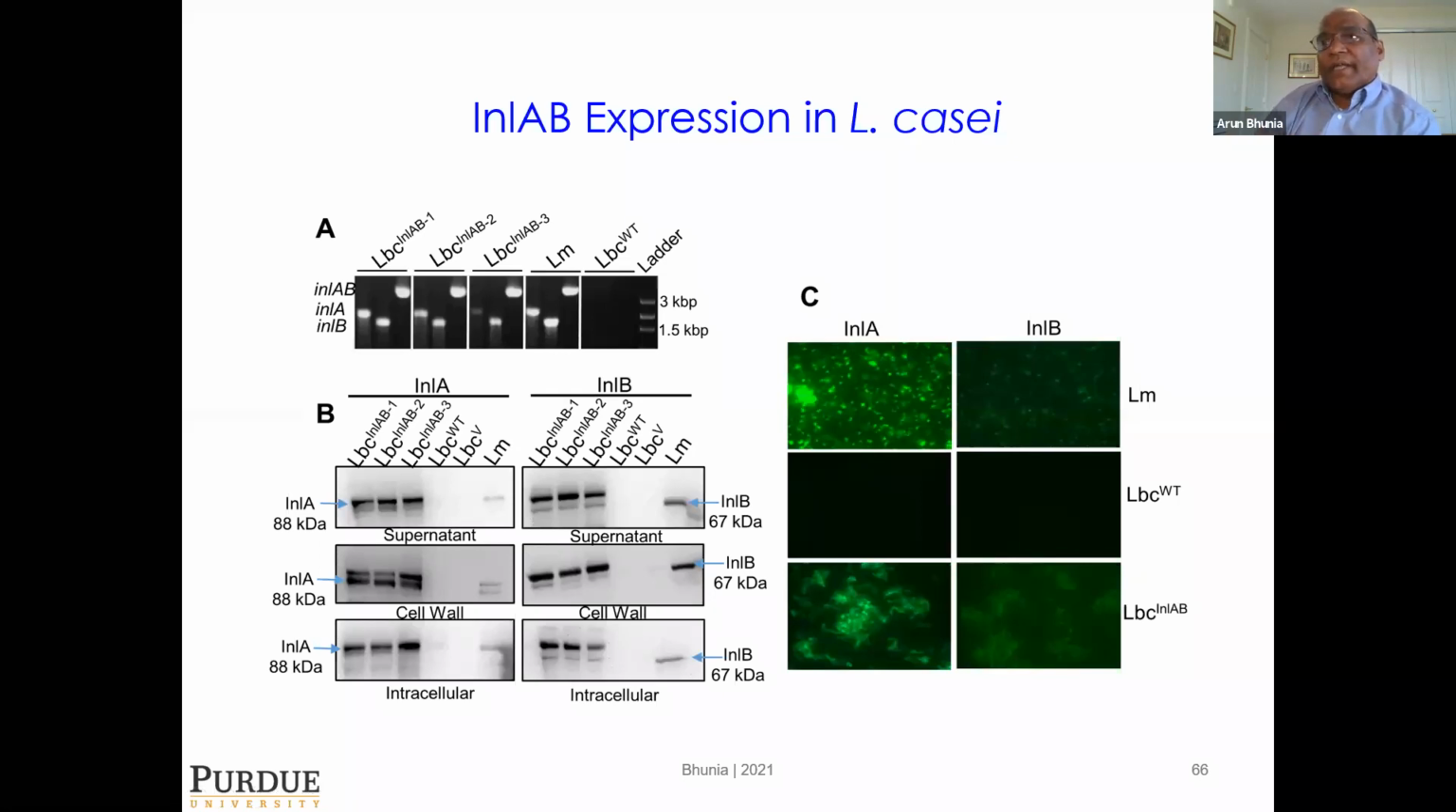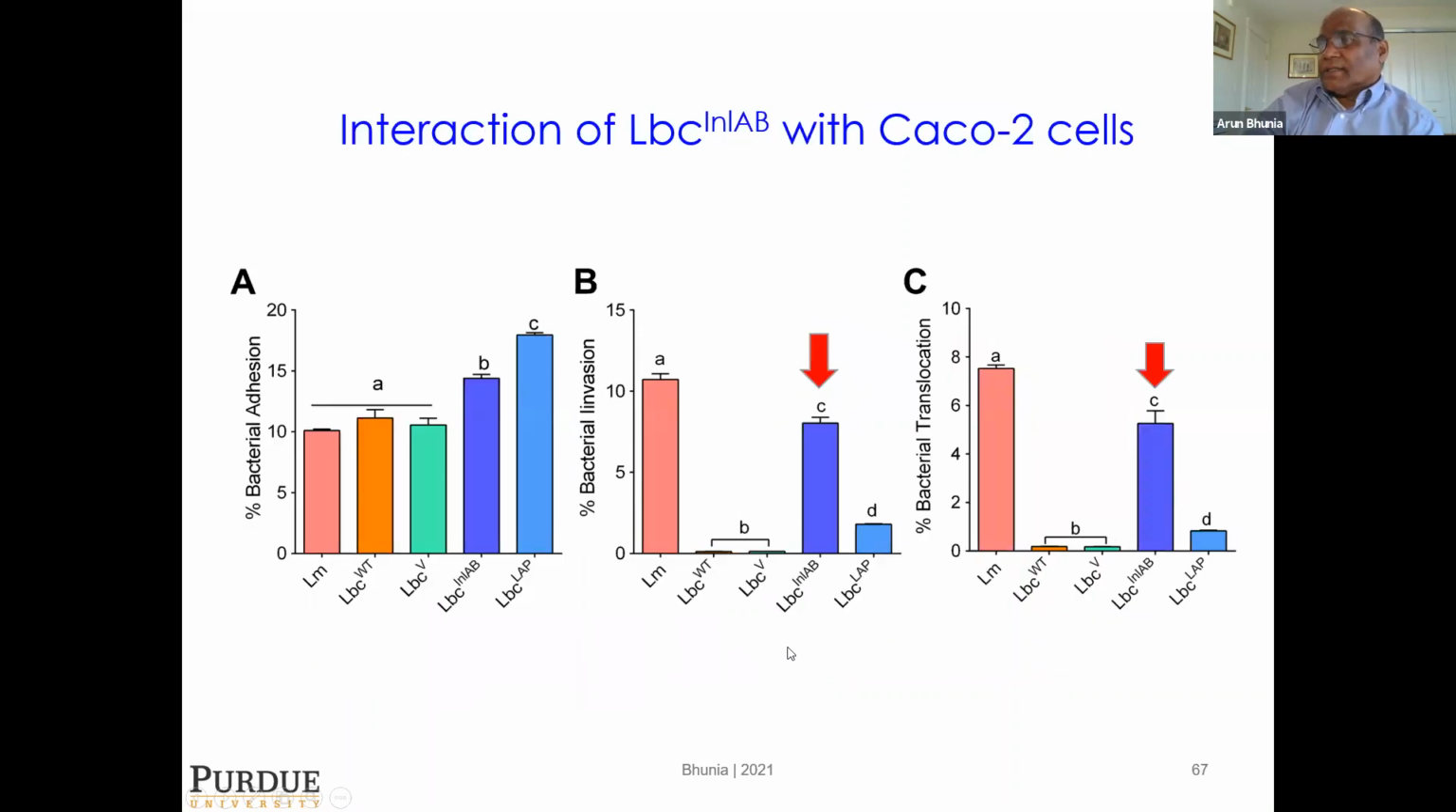We had some difficulty in cloning separately. So we decided, because these two genes are located so close, to clone both of them. And confocal imaging or fluorescence imaging shows that these proteins are expressed on the surface. And just quickly to show you that on the Caco-2 cell, they increased adhesion, Internalin AB, and we used the lab expressing LBC as a positive control.